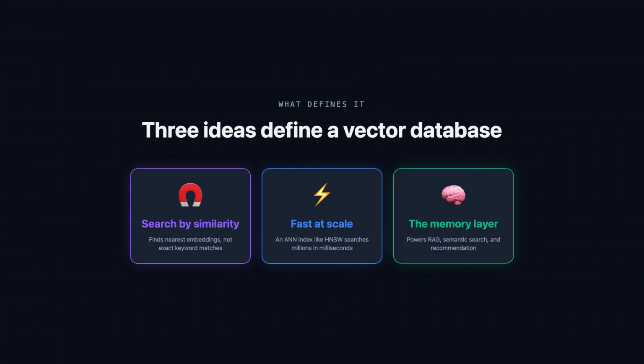It is the memory layer behind modern AI. RAG, semantic search, recommendation, and deduplication all rest on it, and tools like Pinecone, Weaviate, Qdrant, Milvus, and Vector put it into production.